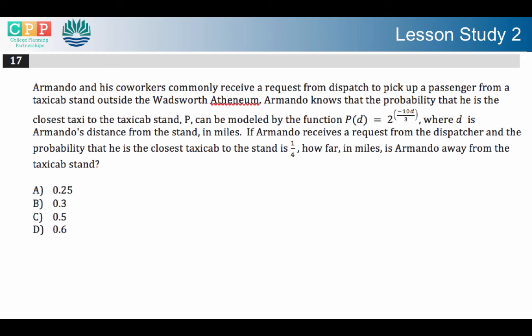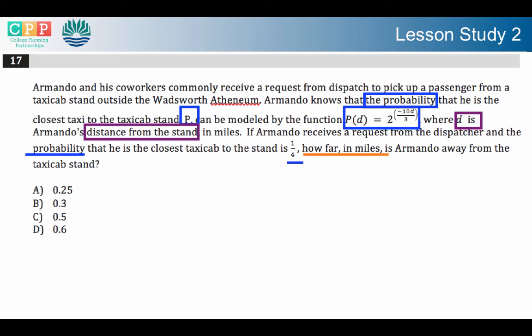So if he receives a request, what is the probability he is the closest taxi cab to the stand? It is 1/4. How far in miles is Armelio away from the taxi cab? So 1/4 is the probability. We are actually asking for how many miles, how far in miles. Underlined in orange there, you'll notice the question. The probability P is the 1/4, and D is the distance from the stand.